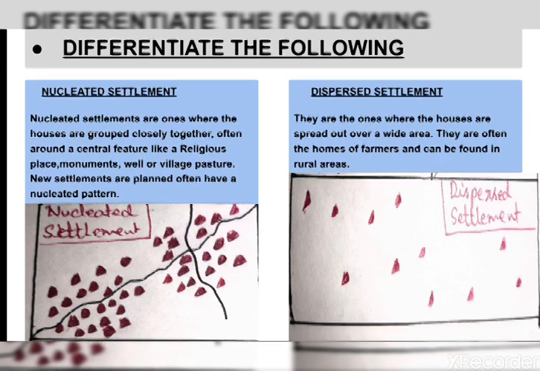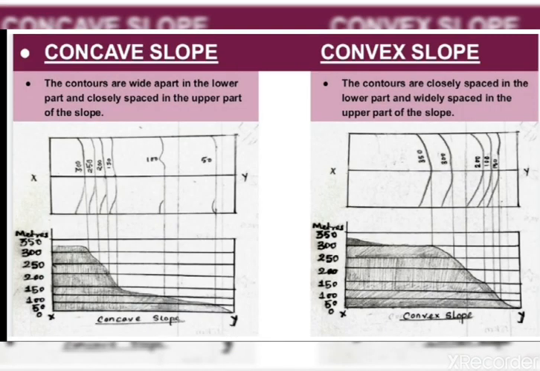The next question is to differentiate between concave slope and convex slope. So, you will write in the concave slope the contours are widely apart in the lower part and closely spaced in the upper part of the slope, and in the convex you will write the contours are closely spaced in the lower part and widely spaced in the upper part of the slope, with these two diagrams.